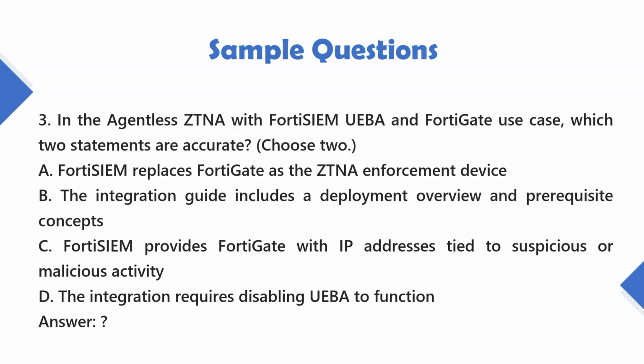3. In the agentless ZTNA with FortiSIEM UBA and FortiGate use case, which two statements are accurate? Choose 2. A. FortiSIEM replaces FortiGate as the ZTNA enforcement device. B. The integration guide includes a deployment overview and prerequisite concepts. C. FortiSIEM provides FortiGate with IP addresses tied to suspicious or malicious activity. D. The integration requires disabling UEBA to function.